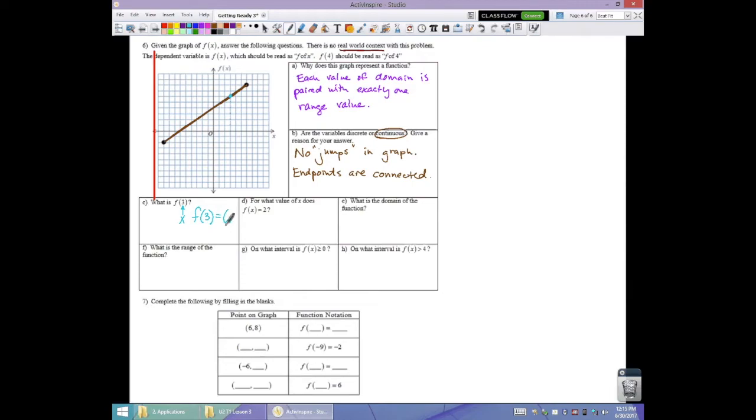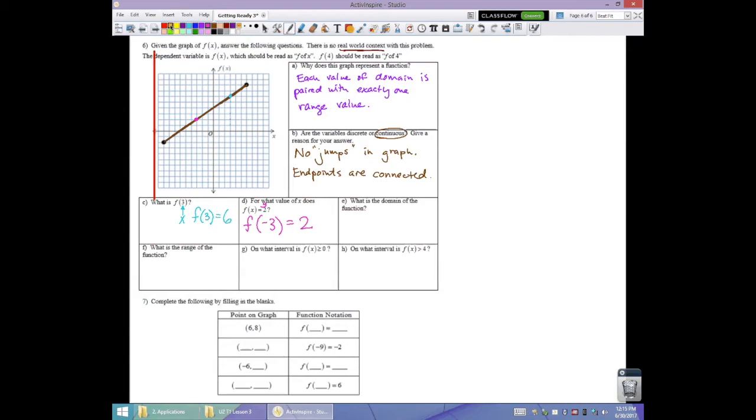For what value of x does f of x equal 2? Well, now this 2 over here is the y value. So when I go up along the y-axis to 2 and look, hey, where's my graph? It's over here, 1, 2, 3 to the left. So f of -3 gives me a value of 2.